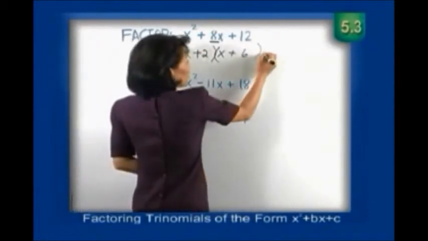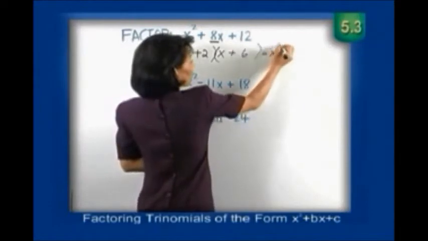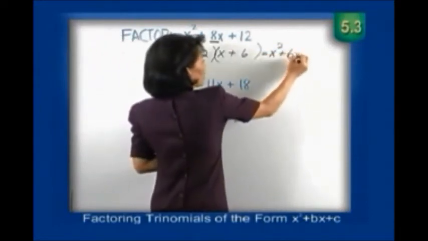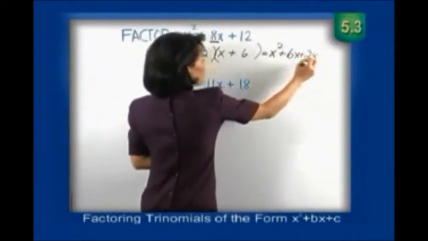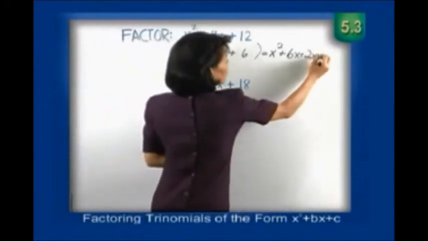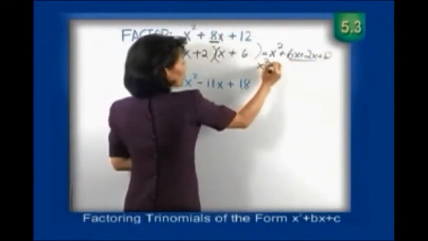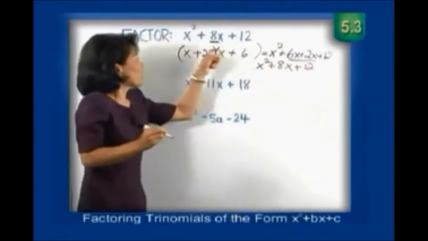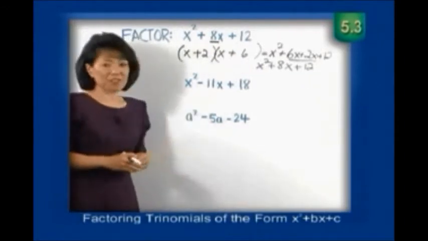So let's try that. Remember FOIL: first, x squared; outside, 6x; inside, 2x; and last, 12. Add like terms in the middle here. We get x squared plus 8x plus 12, which is where we started. So we factored correctly. Let's try a second problem.